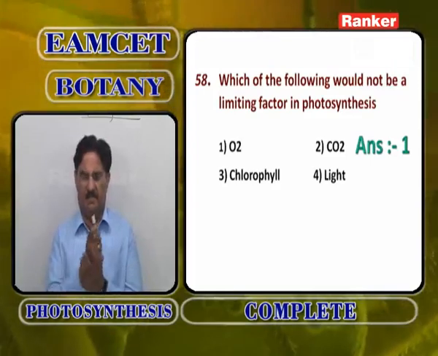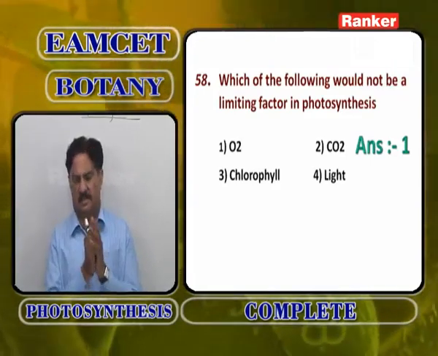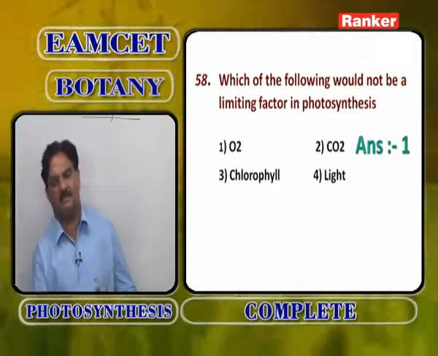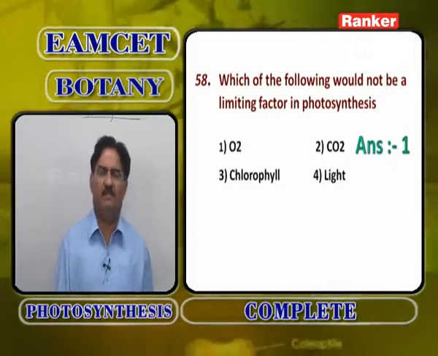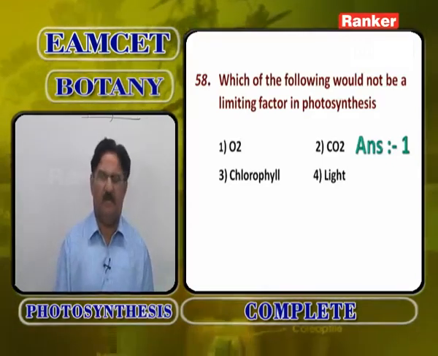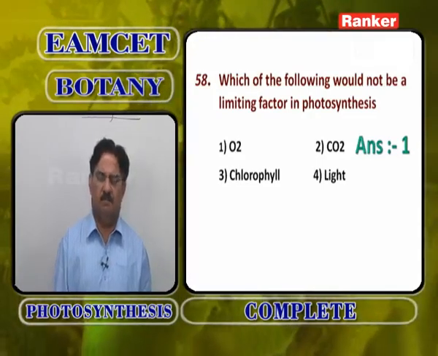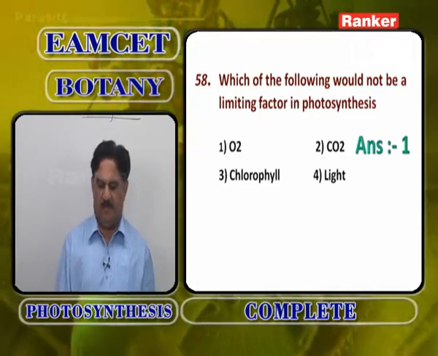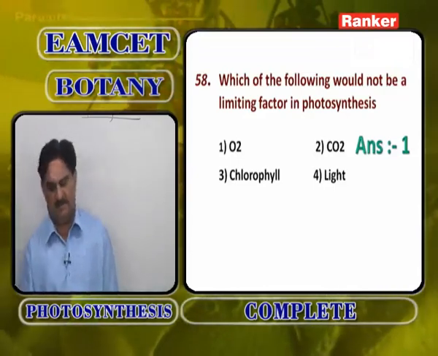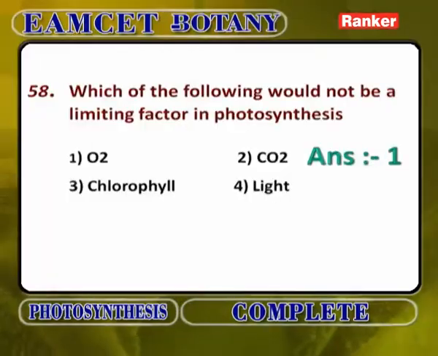The effect of oxygen comes only when oxygen concentration is more and carbon dioxide concentration is less, then photorespiration takes place. That is called the effect of oxygen on the rate of photosynthesis, known as Warburg's effect. So which of the following would not be a limiting factor in photosynthesis? Definitely oxygen.